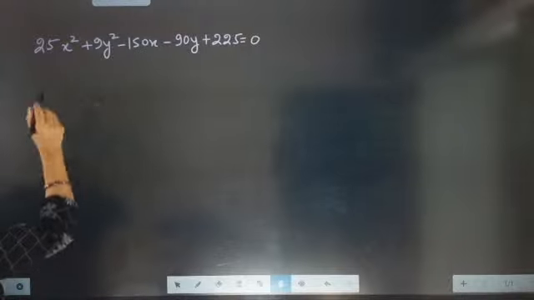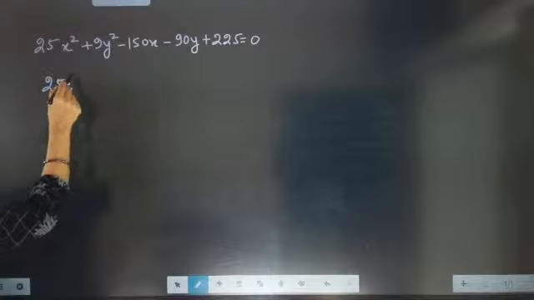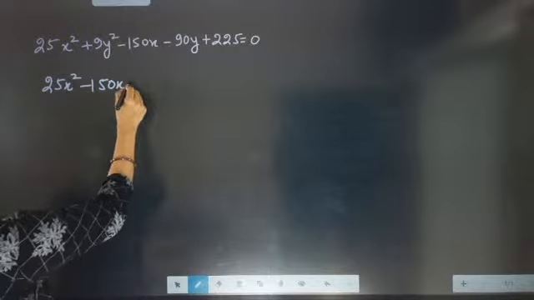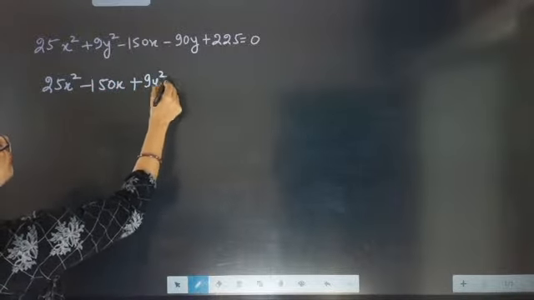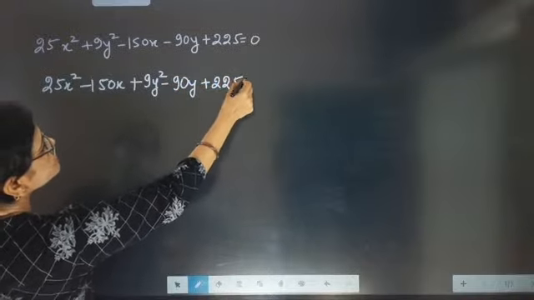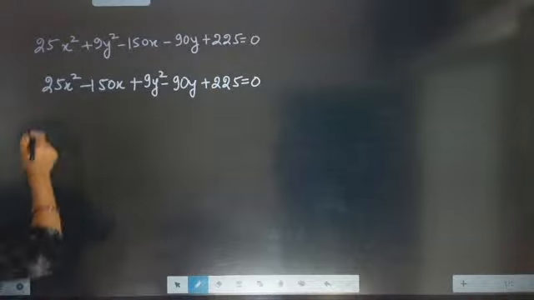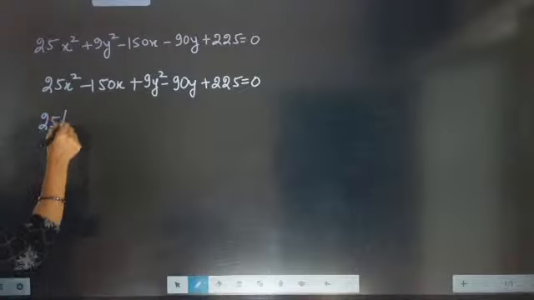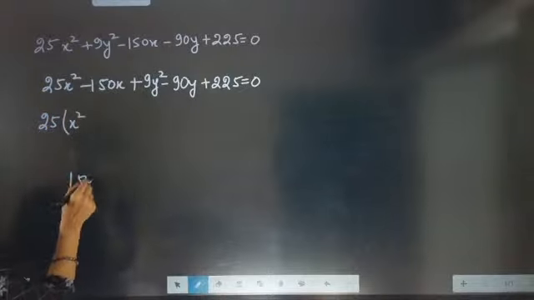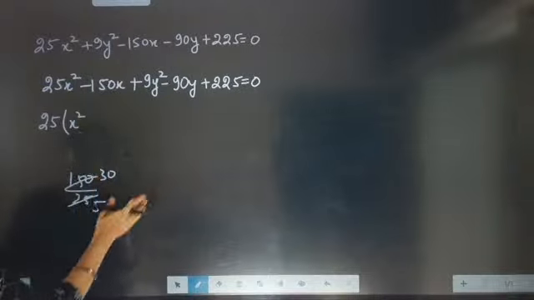So first, what we are going to do, we will take things together. It is going to come as 25x square minus 150x. Now 9y square minus 90y plus 225 equal to 0 beta. Now after doing this, I am going to first take out 25, because I don't want anything to be inside. So 150 divided by 25 will be what? It is going to come as 30, so 6 is going to be inside.